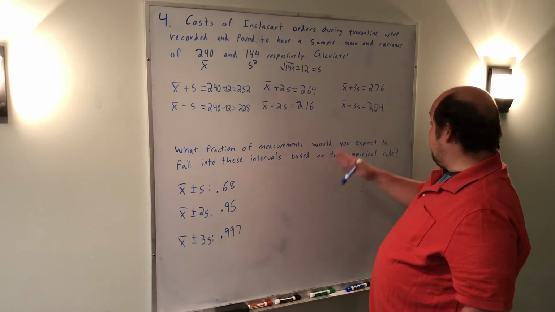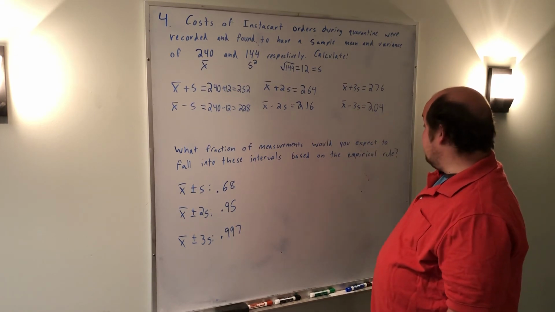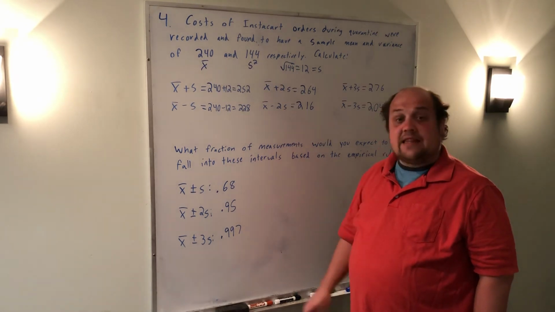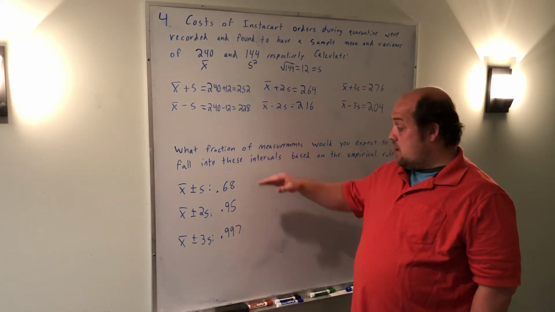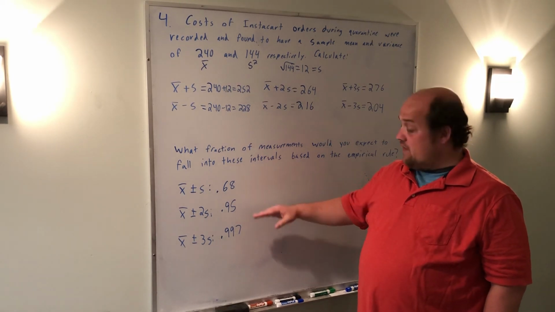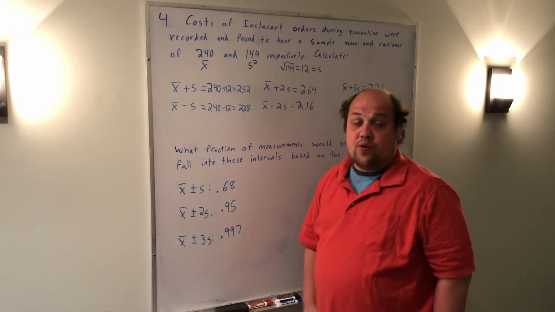So basically, what fraction of the measurements would I expect to fall into these intervals based on the empirical rule is just asking me to restate the empirical rule and say that for 1 standard deviation it's 0.68, 2 standard deviations 0.95, 3 standard deviations 0.997.